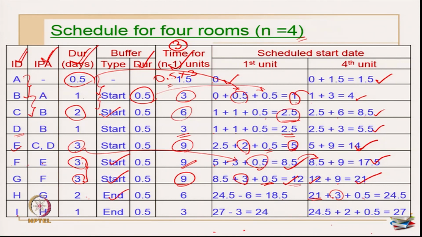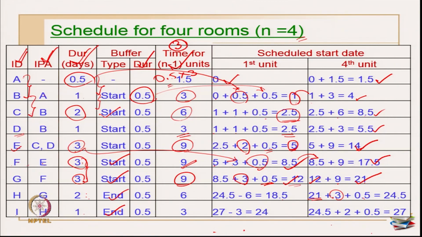The next activity is I, and the IPA is H. If you compare H and I, this is 2 and I is only 1. So obviously it is a faster rate of progress and it will be finishing fast. So again I am going to introduce an end buffer.